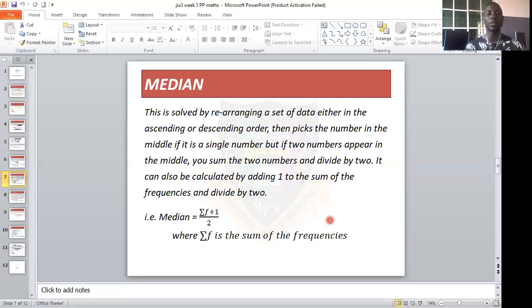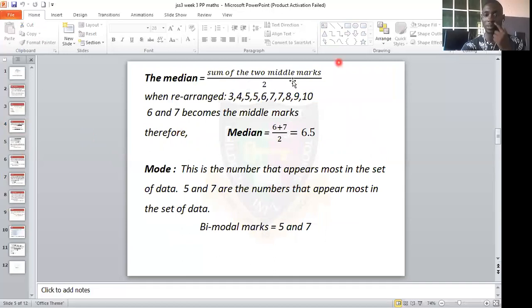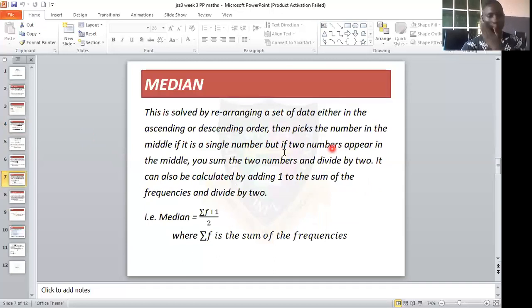Then pick the number in the middle if it's a single number, but if 2 numbers appear in the middle, you sum the 2 numbers and divide by 2, as we did in our previous example that we solved. That is the sum of the middle marks over 2 will give you the middle number. But if two numbers appear, you sum the two numbers and divide by 2. It can also be calculated. Please take note of this.